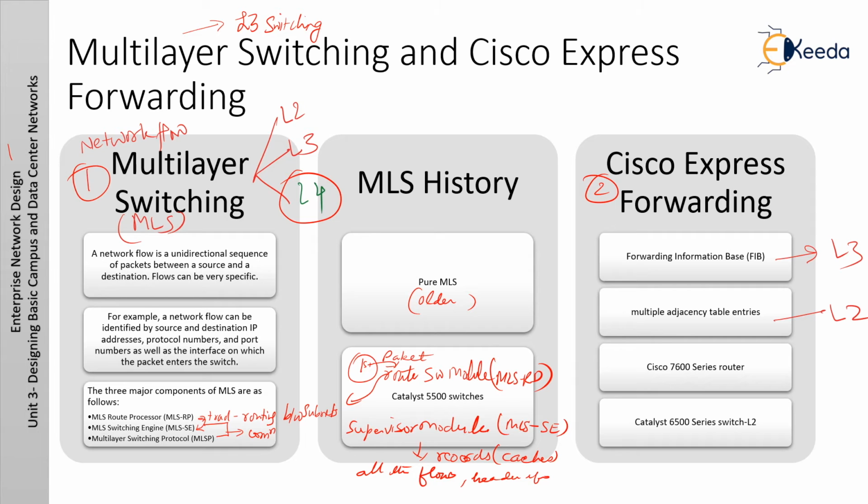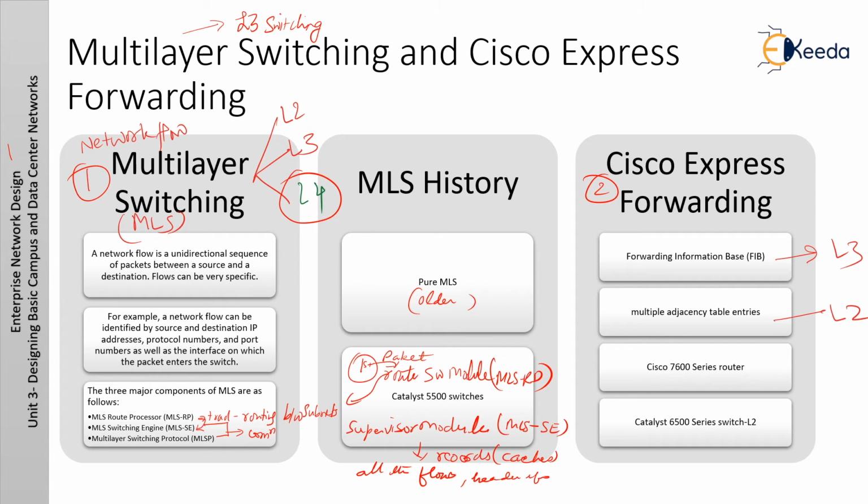Most of Cisco's modern multi-layer switches use Cisco Express Forwarding based multi-layer switching, using hardware integrated in the switch platform. Because MLS is the traditional or old technology, now Cisco Express Forwarding is very common. Some of the important things here are the forwarding information base and multiple adjacency table entries. These are common things which are used at different layers. Cisco Express Forwarding, like MLS, aims to speed the data routing and forwarding process in a network. However, the two methods use different approaches.